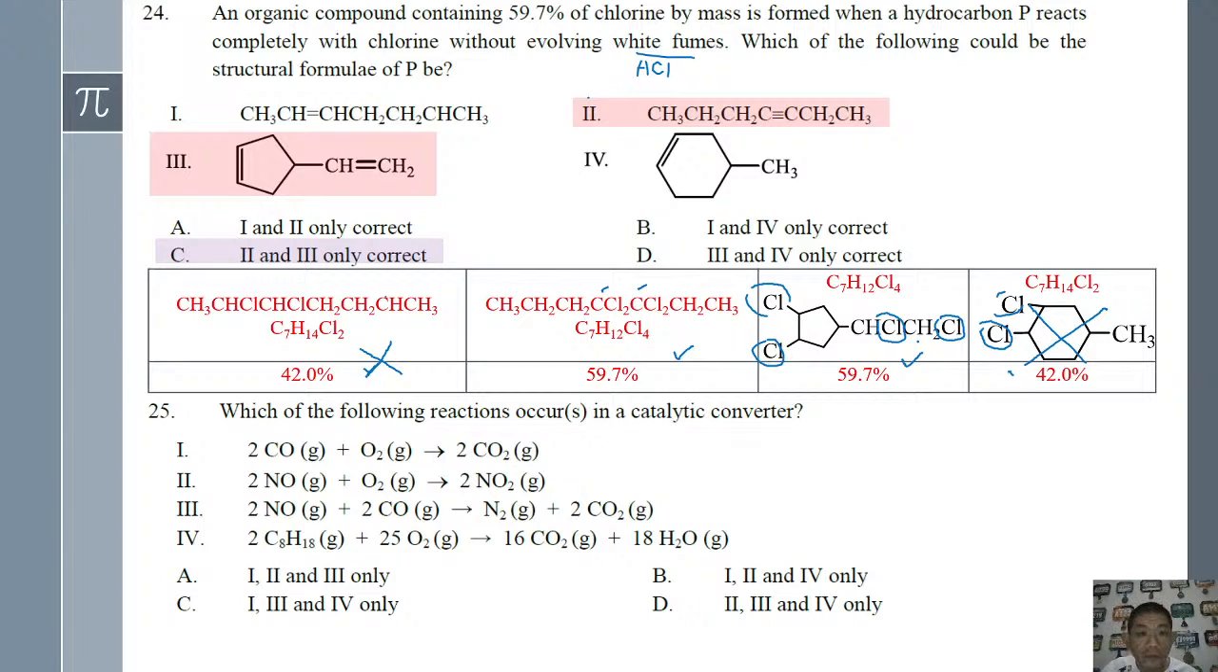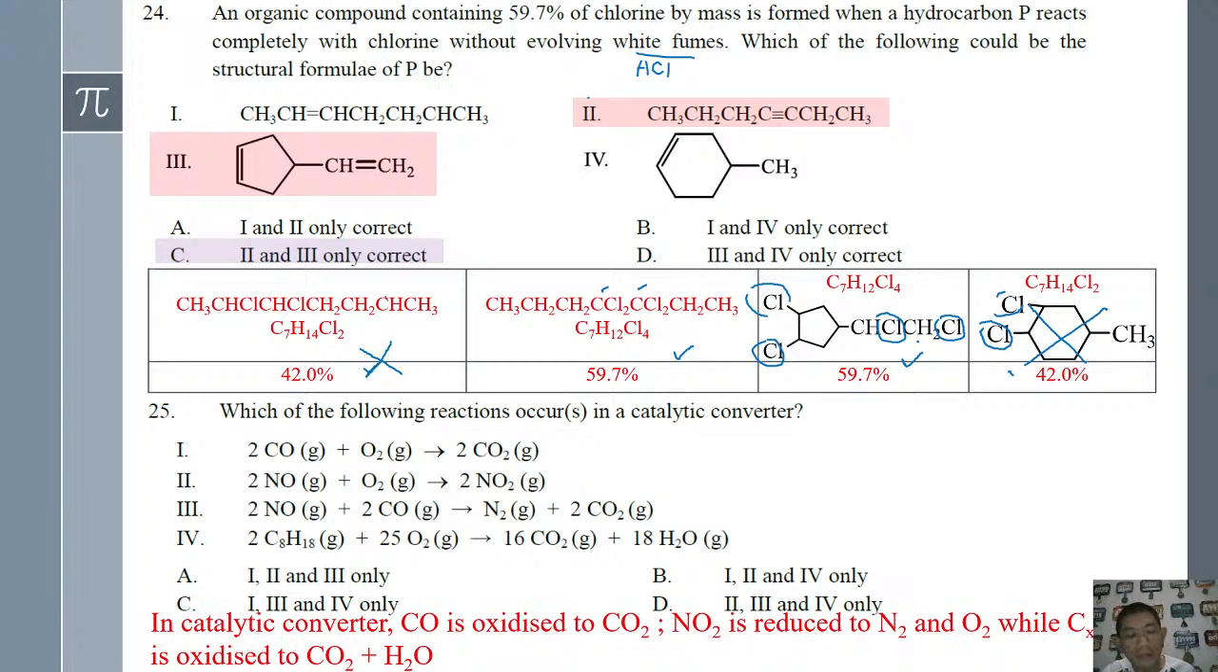Next is 25. Which of the following reactions occur in a catalytic converter? So in a catalytic converter, you are trying to convert carbon monoxide to become carbon dioxide. Nitrogen monoxide is reduced to nitrogen and oxygen, while unburned hydrocarbon is converted to become carbon dioxide and water. So which of the following can be occurring inside here?